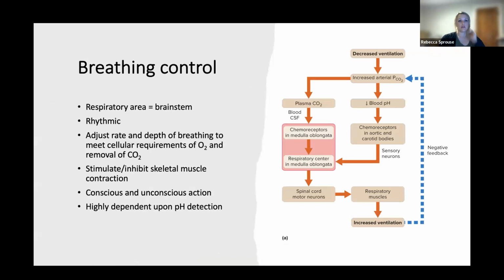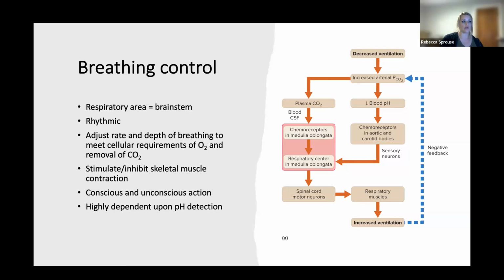Now, how is breathing controlled? So it starts with muscle contraction. That comes from your brainstem. Your brainstem sends signals down to those skeletal muscles to tell them to contract more often or less often, according to what the cellular requirements are of the body. Do you need more oxygen? Do you need to expel more carbon dioxide? What's going on? So it's in the brainstem. We're going to get to that in just a second.